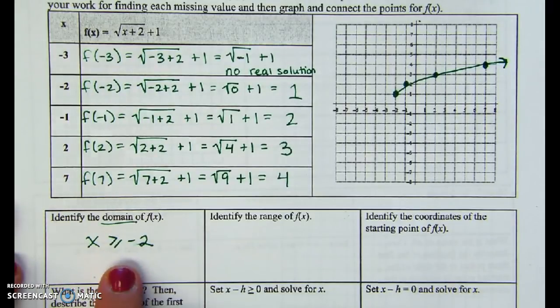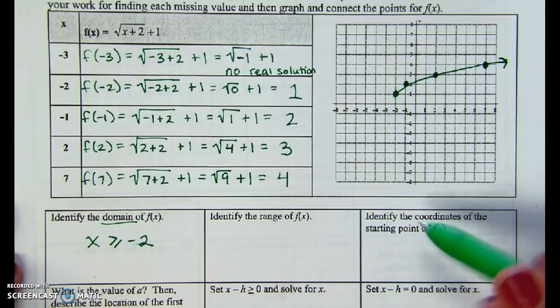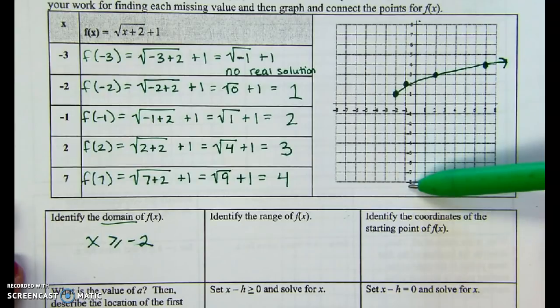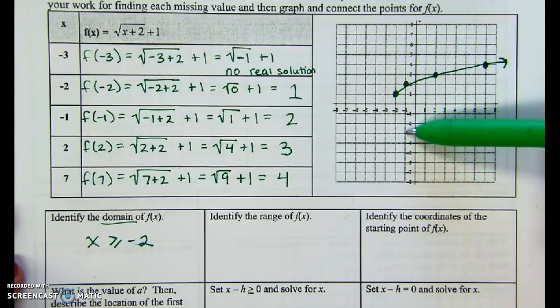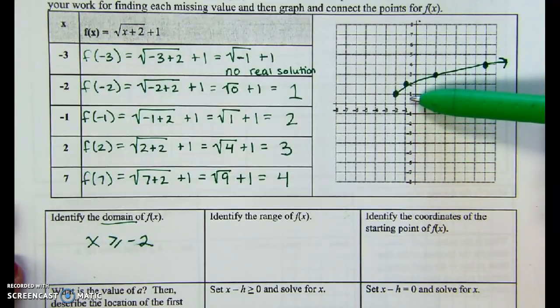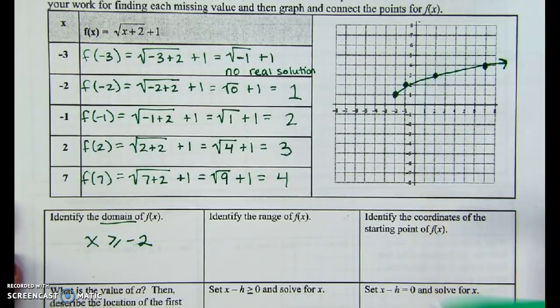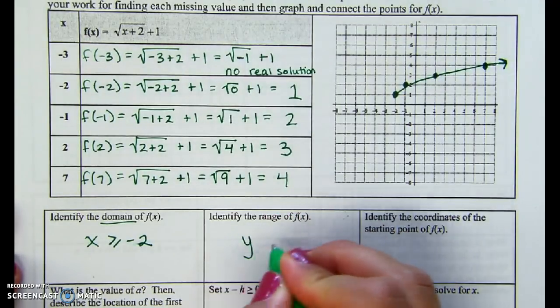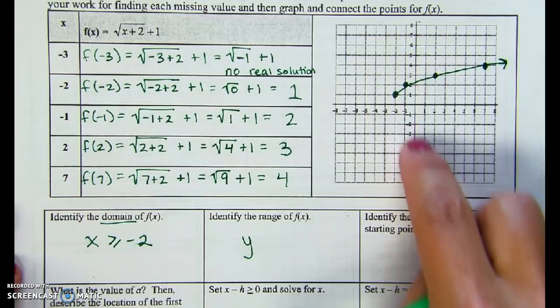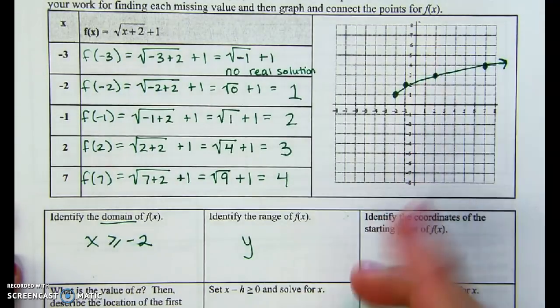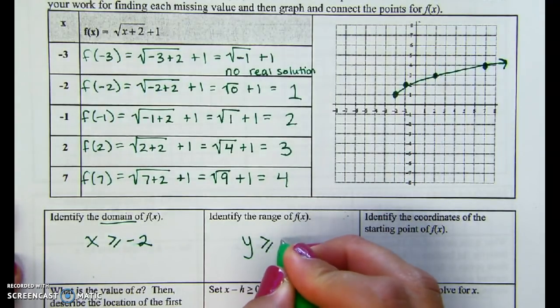This is an introduction. Range. Range are y values. Is the graph down here? No. What y value does the graph begin at? At y equals 1. So are the y's above 1 or below 1? They're above, right? All the y's are greater than or equal to 1.